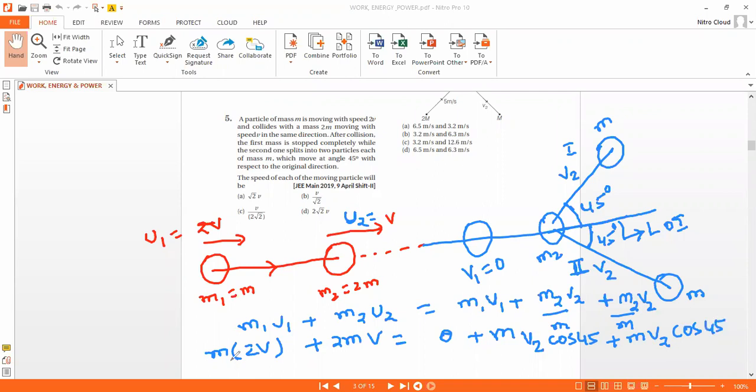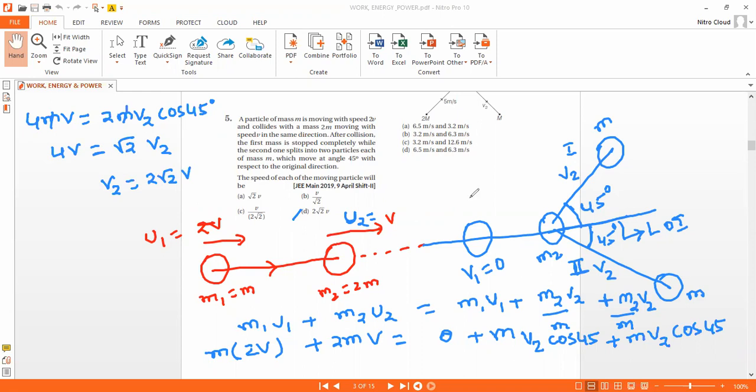So on the left hand side we get 4mv, which is equal to 2mv2 cos 45. Since cos 45 is 1 by root 2, we get 4v is equal to root 2 v2. So v2 is equal to 2 root 2 v. That means 2 root 2 v, option D. Okay? Fine.